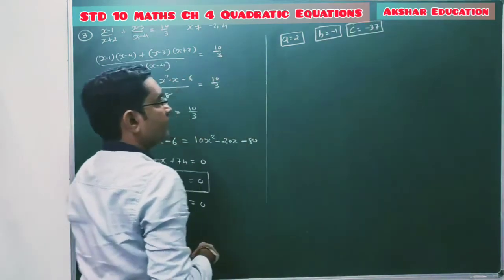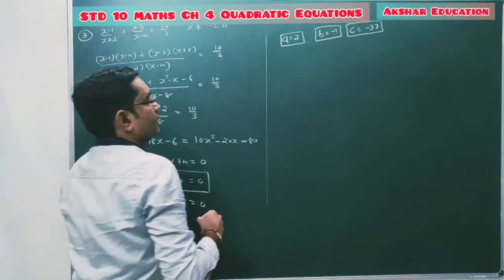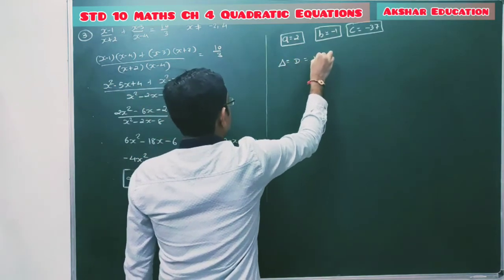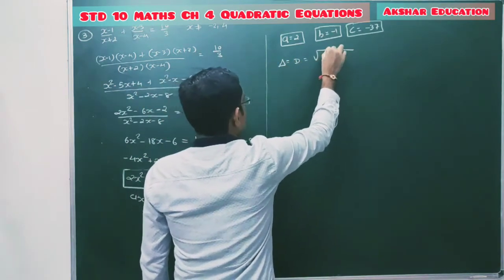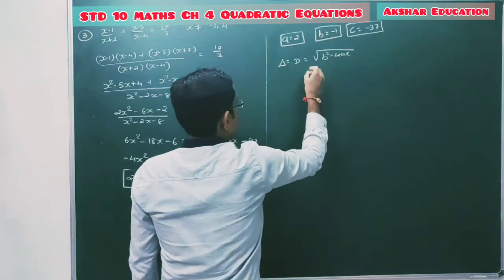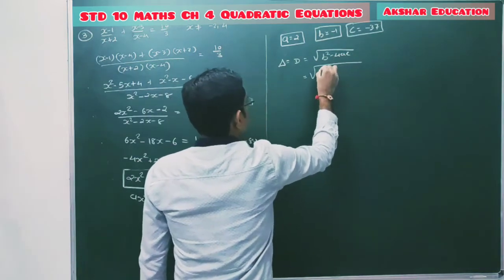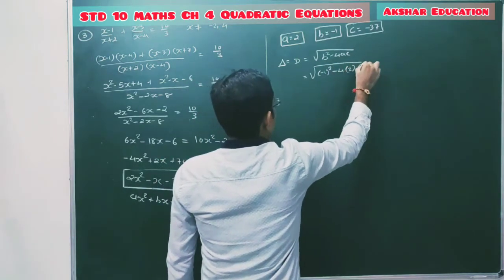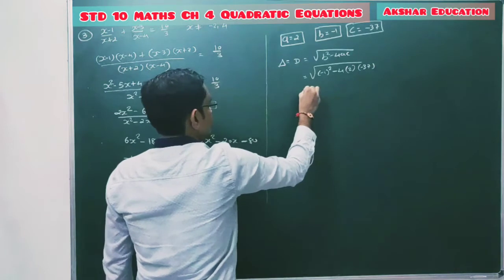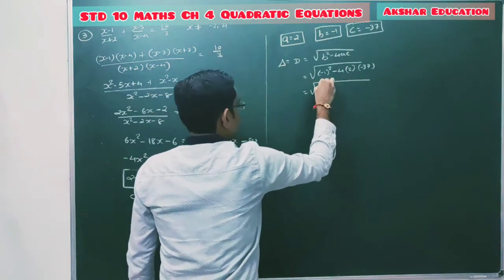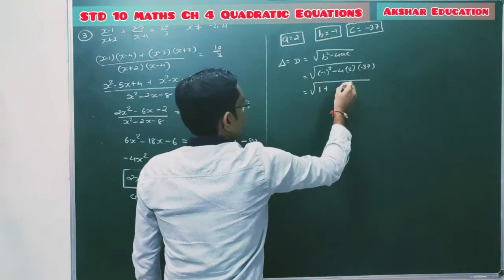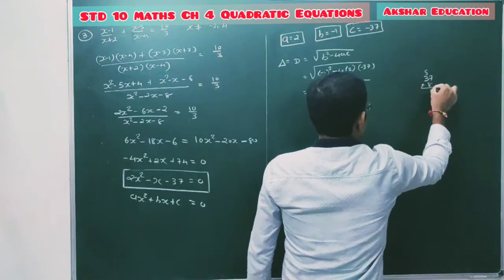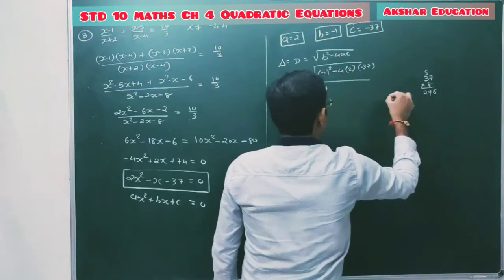Done. Now we have to check whether the given equation has real roots or not. For that, find the value of delta, also known as b square minus 4ac. So this is equal to b square, minus 1 square, minus 4 times a which is 2, and c is minus 37. So this is equal to minus 1 square which is 1, minus minus plus 4 times 2 times 37, 8 times 37 is 296.